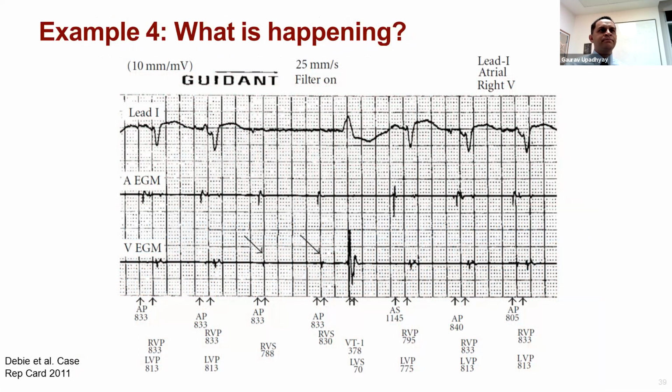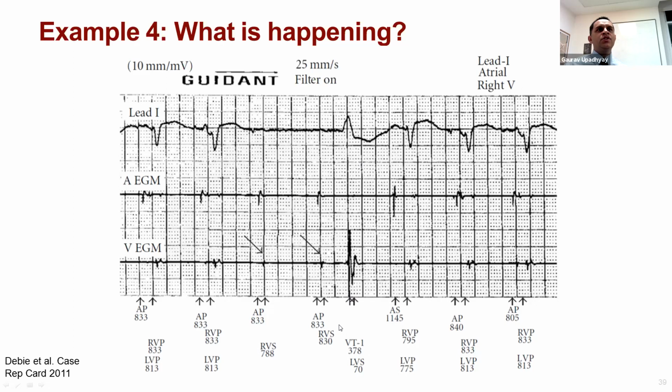So what's happening here? So let's break it down. A pace, V pace, A pace, V pace, there's RVP, LVP. Here, there's A pace and an RV sense. And yet, if we look at the electrogram here, no clear RV sensing. Again, A pace, RV sense. And then what looks like a real PVC, and then back to A pace, V pace, A pace, V pace.